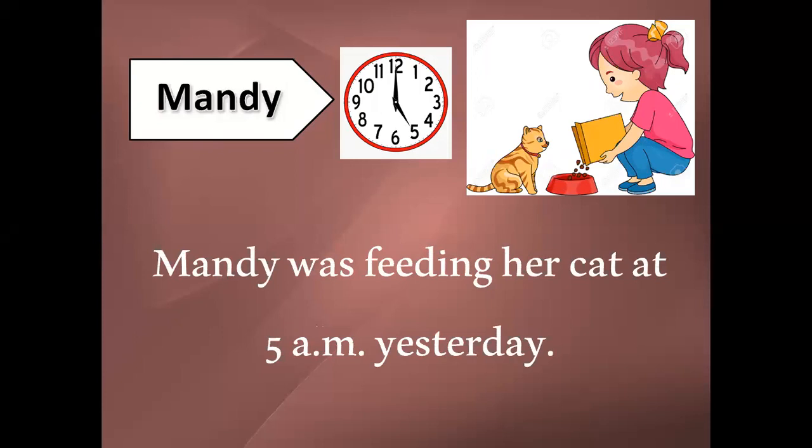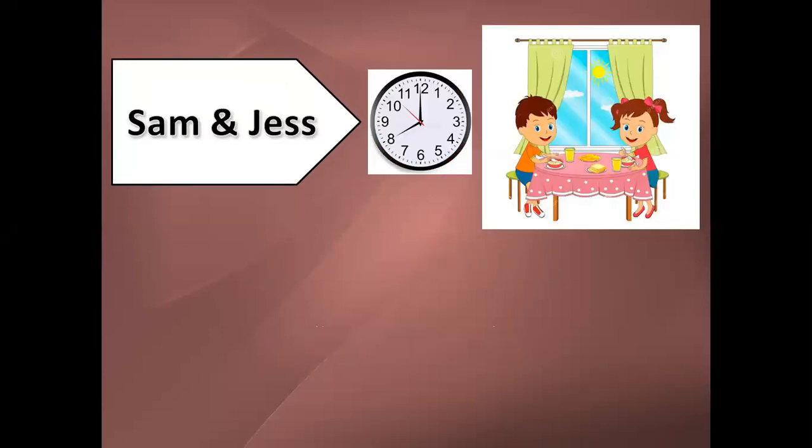Yesterday. Exactly. Here we have a picture for Sam and Jess. In this case, we're not talking about only one person. We're going to refer to more than one person. Sam and Jess, plural nouns. In this case, I'm not going to say was. I have to use the modal verb were. What were Sam and Jess doing at 8 p.m. yesterday?